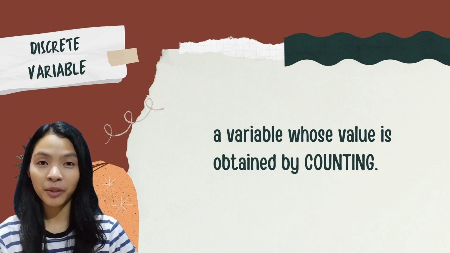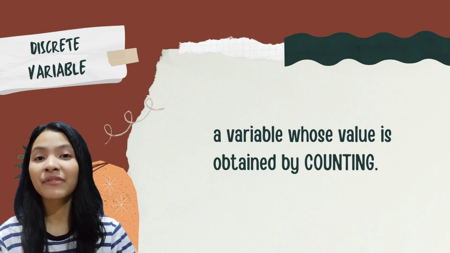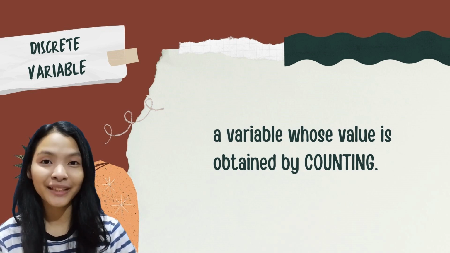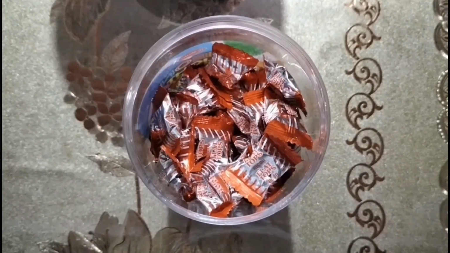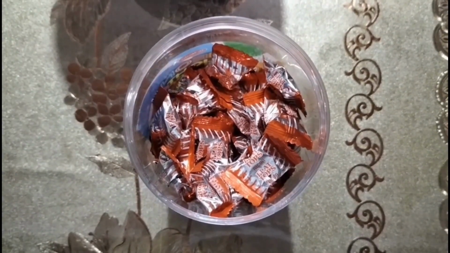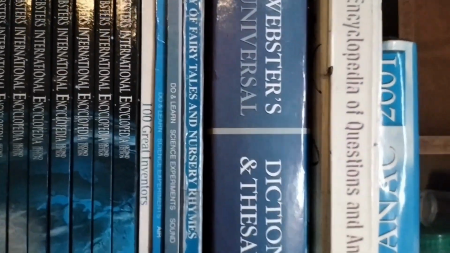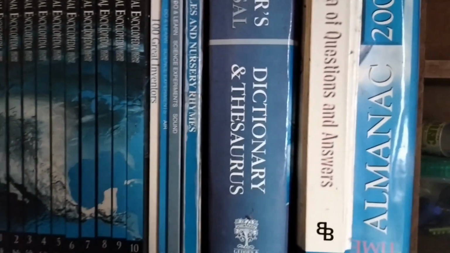For the discrete variable, it is a variable whose value is obtained by counting. Examples of discrete variable are number of chocolates in a jar, number of albums you own, number of books you have on your bookshelf. As you can see, they are all countable. That is why they are discrete variables.